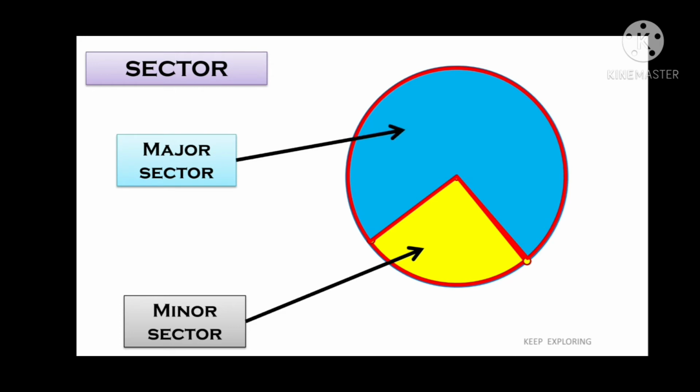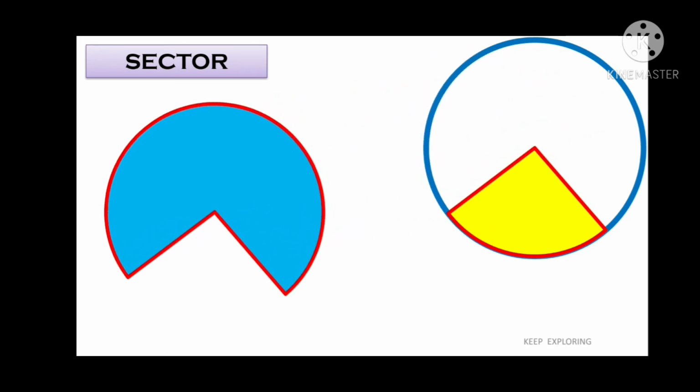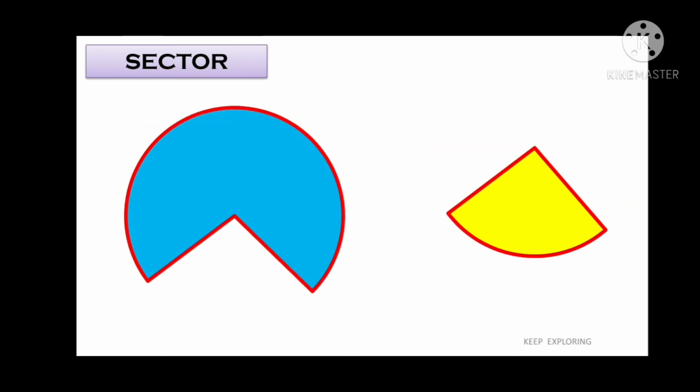The smaller one is called the minor sector and the larger one is called the major sector, because the larger one is also formed by two radii and a major arc. The minor sector uses the minor arc and the major sector uses the major arc. Now let's divide the whole circle into two sectors, major and minor, and name them. These two sectors are from the same circle.